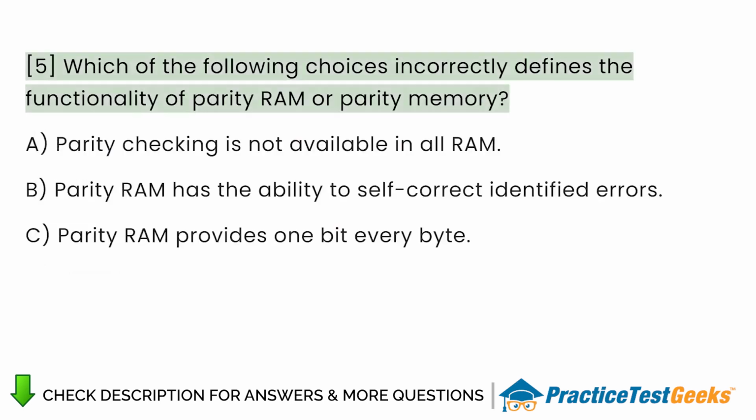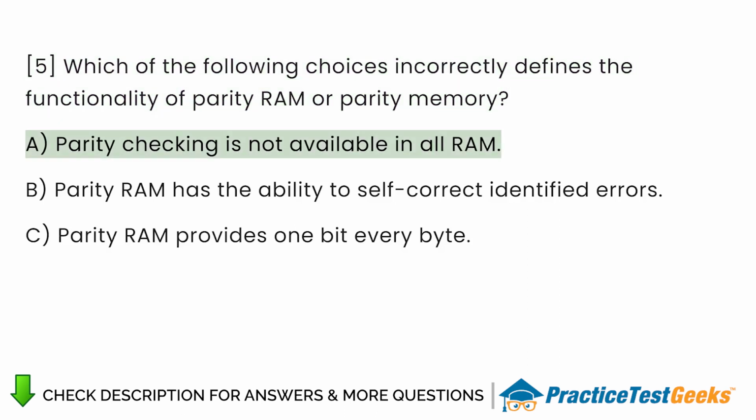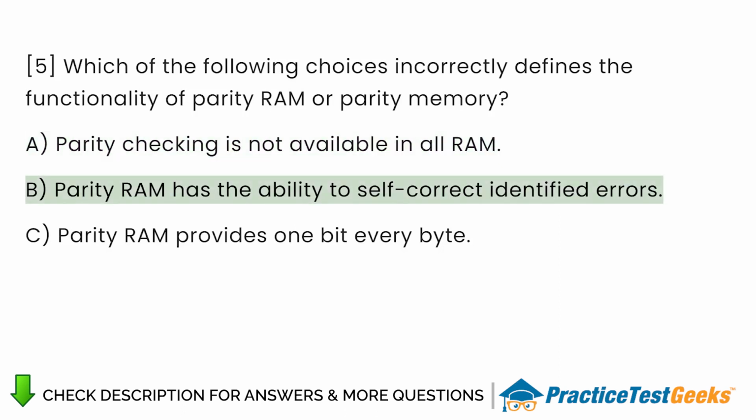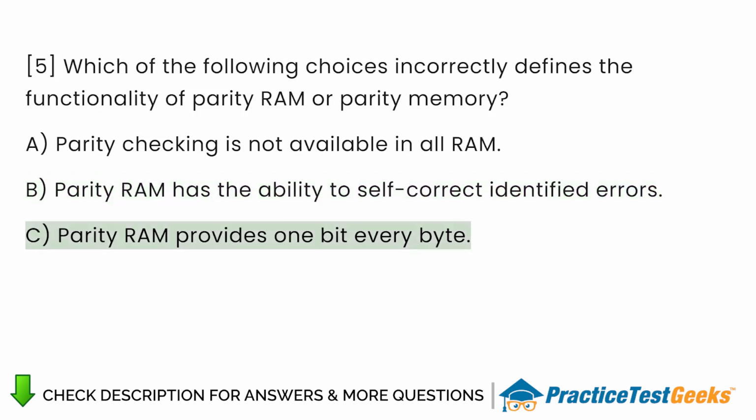Which of the following choices incorrectly defines the functionality of parity RAM or parity memory? A. Parity checking is not available in all RAM. B. Parity RAM has the ability to self-correct identified errors. C. Parity RAM provides 1 bit every byte.